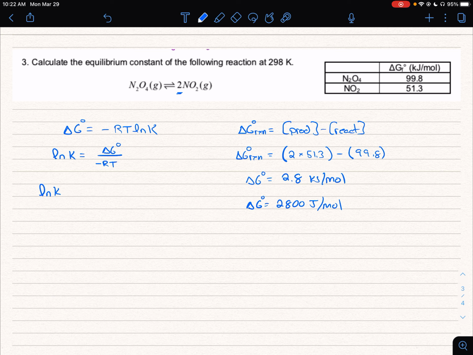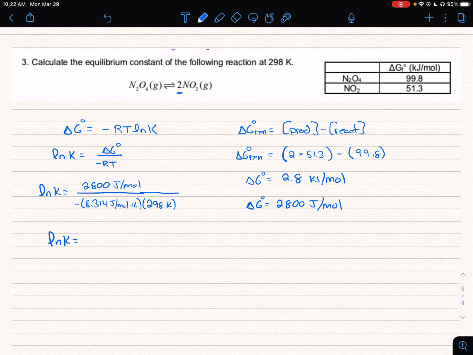And now we can start to plug in. So natural log of K is equal to 2,800 joules per mole divided by negative 8.314 joules per mole times Kelvin times our temperature, 298 Kelvin. We can get natural log of K is equal to.